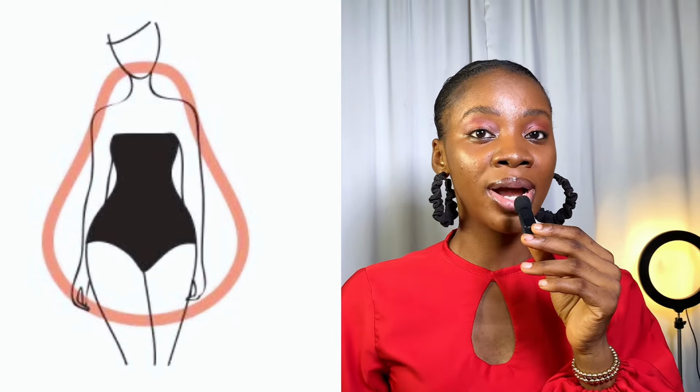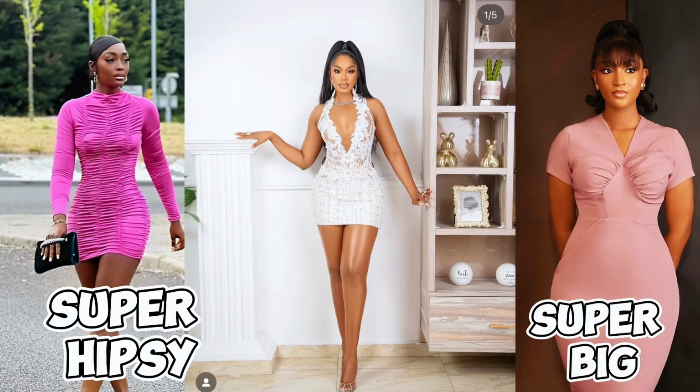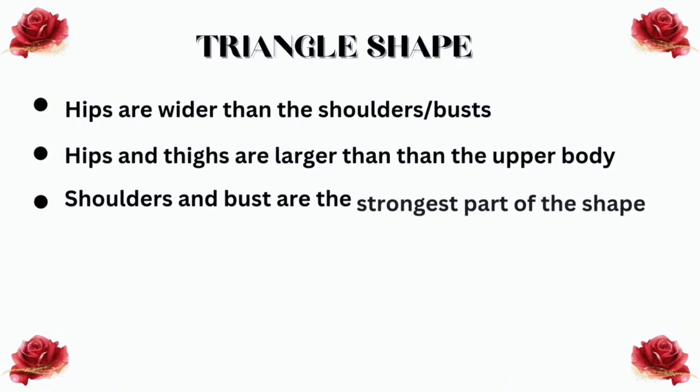Now when I say wider, I don't mean you have to be super hippy or super big or super heavy in your hip area. But if according to your measurement or your view, your hip area is wider and bigger than your bust area, then you fall into the triangle body shape. The hips and the thighs are usually larger than the upper body, right? So the lower area is usually larger and wider than the upper area of the body.